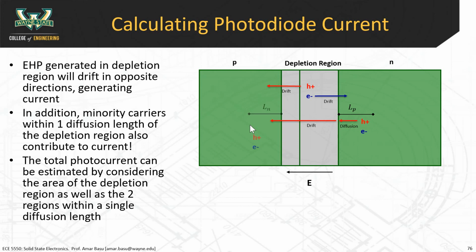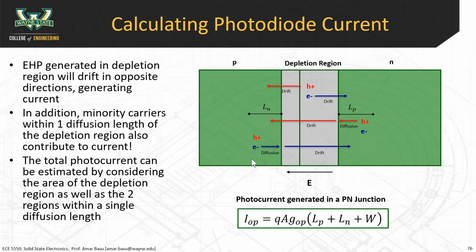Similarly, on the other side, if you generate an electron hole pair within one electron diffusion length on the P side, then an electron can diffuse over to the depletion region, and if it makes it before recombining, it'll shoot across onto the N side. So technically, any electron hole pair generated within these three regions, the depletion region, one diffusion length on the N side, and one diffusion length on the P side, can end up generating carriers.